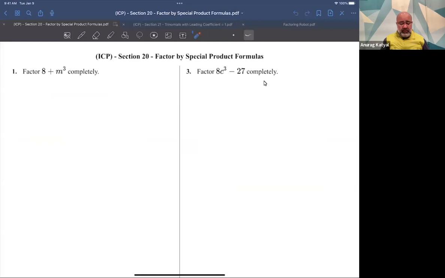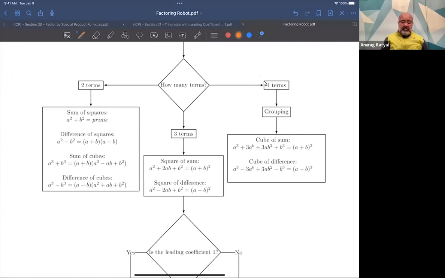So we start off with 8 plus m cubed. There is no GCF here because this doesn't have an m, and there's a coefficient of 1 here. So we're moving past the GCF. Then we look at, well, how many terms do we have? We have 2 terms.